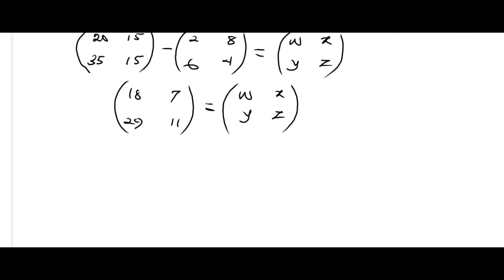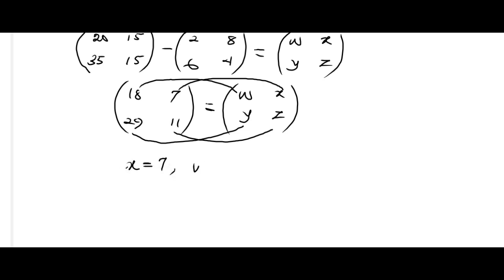Alright, so going by the equality of matrices, 18 is equal to this, 7 is equal to this, 29 is equal to this, 11 is equal to this. So we can conclude by saying X equals 7, W equals 18, Y equals 29, and Z equals 11. So this is the solution to that problem.